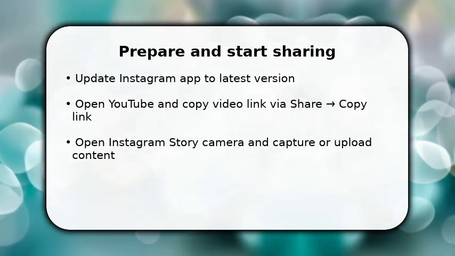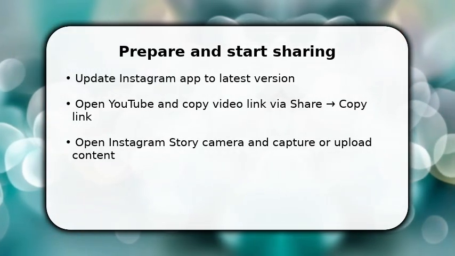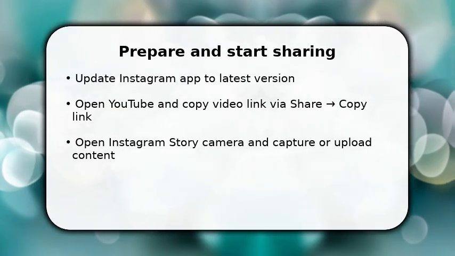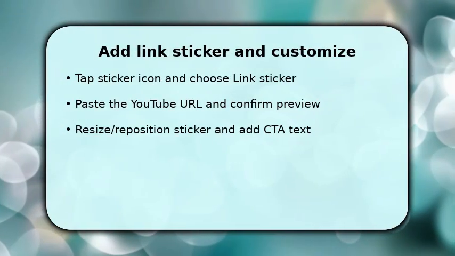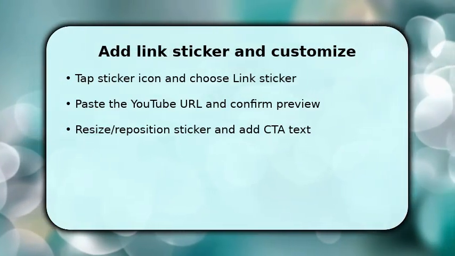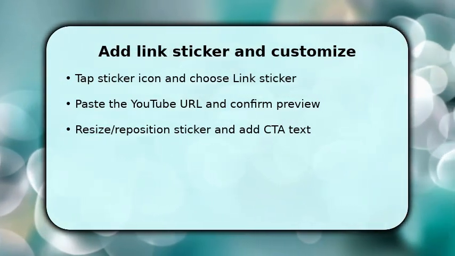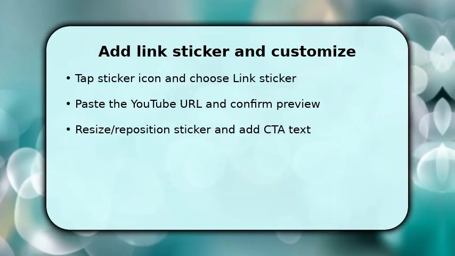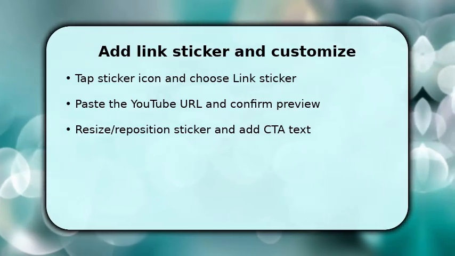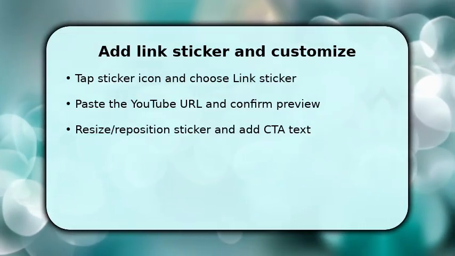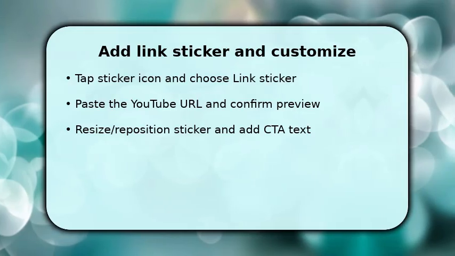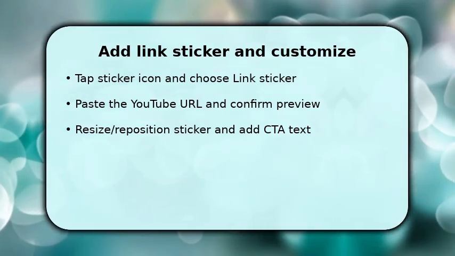This increases taps. Now proceed to add interactive elements, stickers, and text before you paste the link so the story layout is set. Tap the sticker icon, pick the link sticker, and paste the copied YouTube URL into the field. Instagram will fetch a preview so you can confirm the correct video. Once confirmed, drag and resize the sticker where it's most visible, and add a short CTA like "Watch full video" or a timestamp to boost clicks.